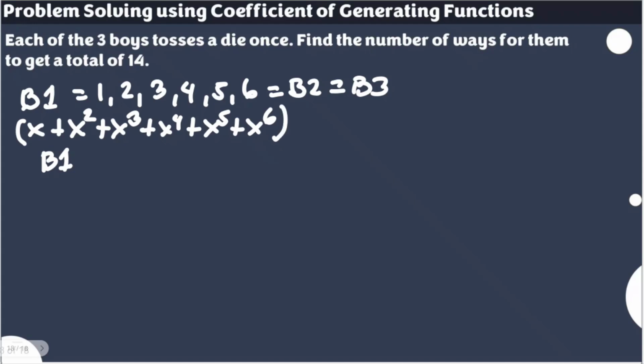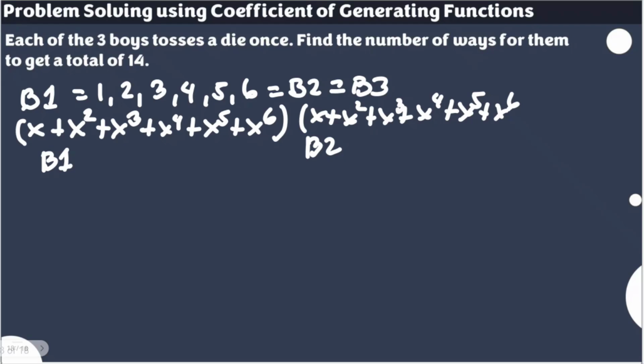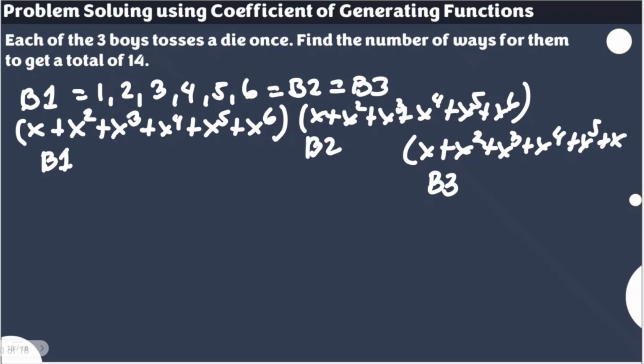This is also true for boy 2: x plus x squared plus x cubed plus x to the power of 4 plus x to the power of 5 plus x to the power of 6, as well as for boy 3, another multiplier: x plus x squared plus x cubed plus x to the power of 4 plus x to the power of 5 plus x to the power of 6.